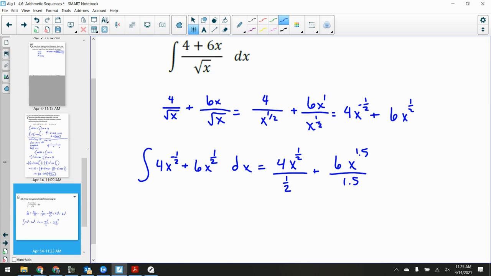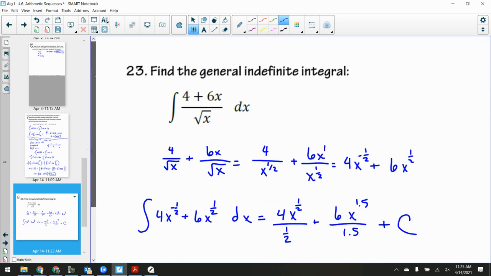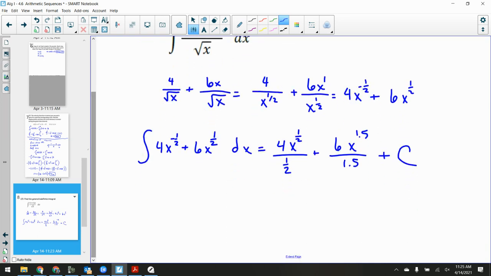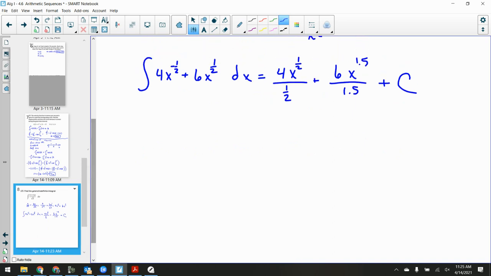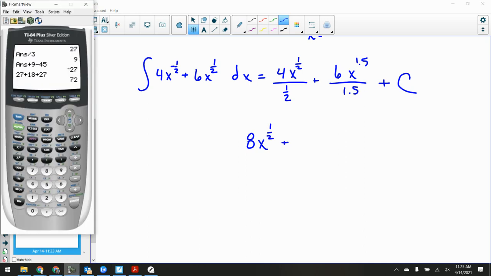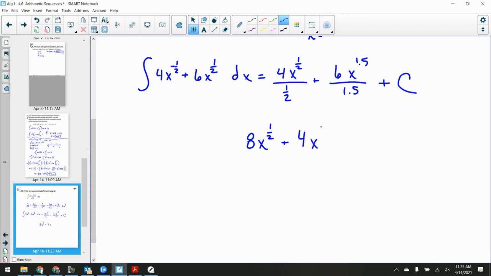Plus c, right? If I'm asking for the general indefinite integral, you have to add on that plus constant. All right, so let's figure out what that is. 4 divided by 1/2, that's 8x to the 1/2 power, plus 6 divided by 1.5. Is that 4? 4 times x to the 1.5 power plus c.